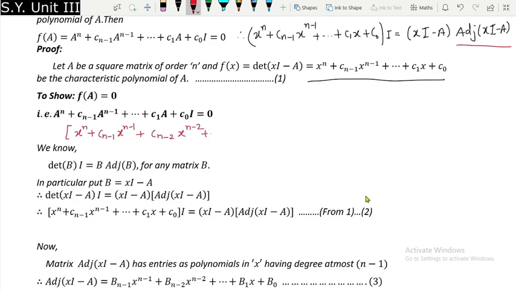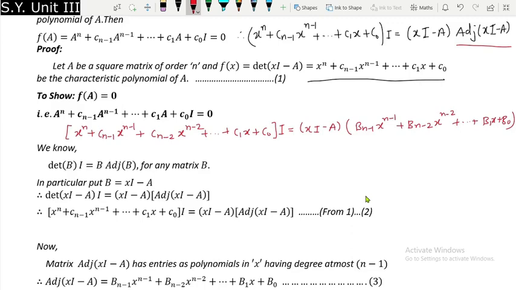This will be continued plus c1x plus c naught. Outside it is I, which is equal to xi minus a, and this adjoint of xi minus a is nothing but bn minus 1 x raised to n minus 1 plus bn minus 2 x raised to n minus 2 plus so on plus b1x plus b naught, where these bi are square matrices, real, in fact real square matrices of order n.